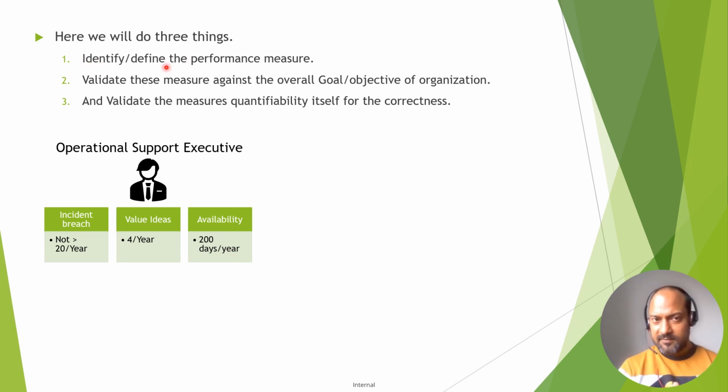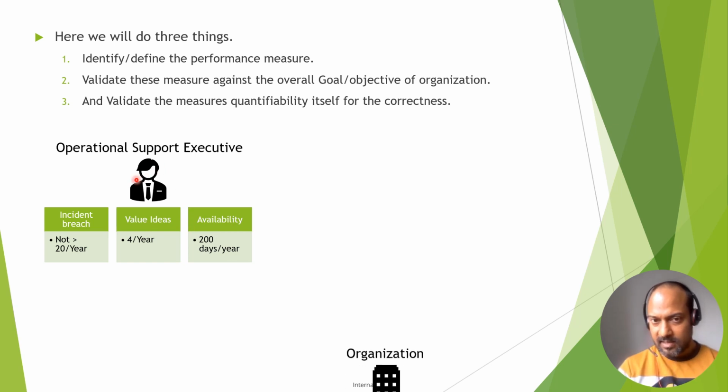Then, identify and define the performance measures. The organization has already identified and defined your performance measures: incident breach, value ideas, and availability, defined as not greater than 20 per year, 4 per year, 200 days per year. Now, to validate whether these measures are relevant to your role and from the organization's goals or objectives perspective.